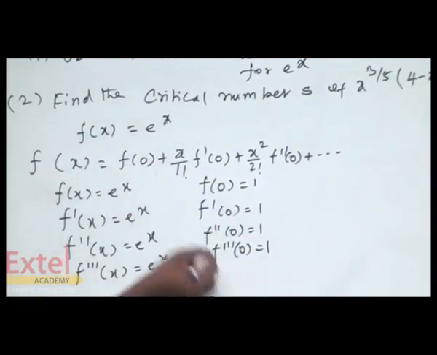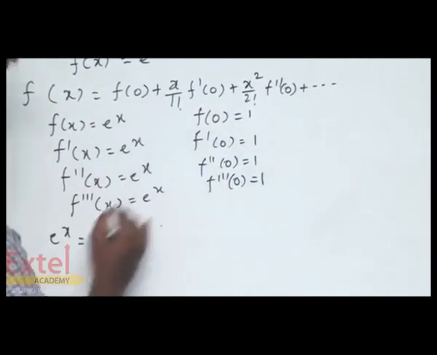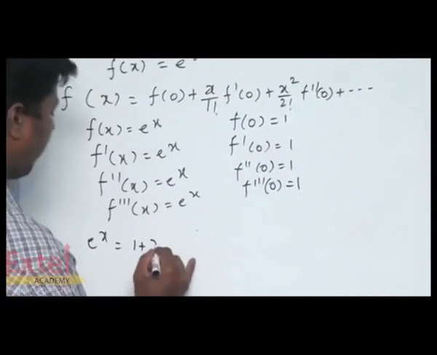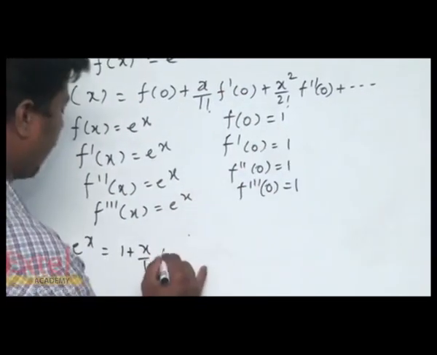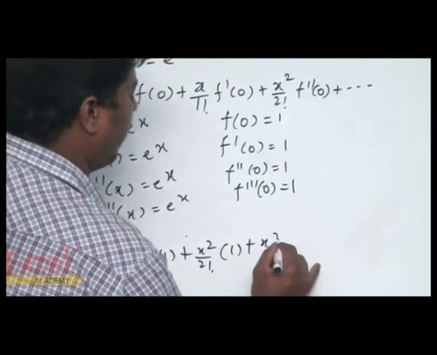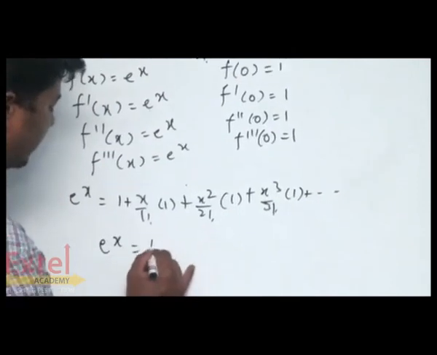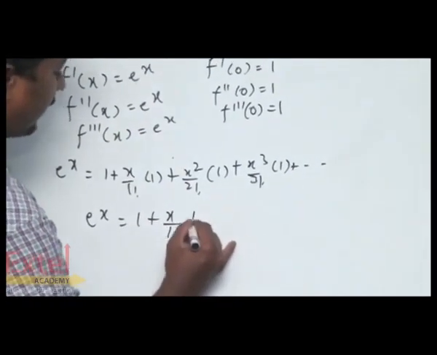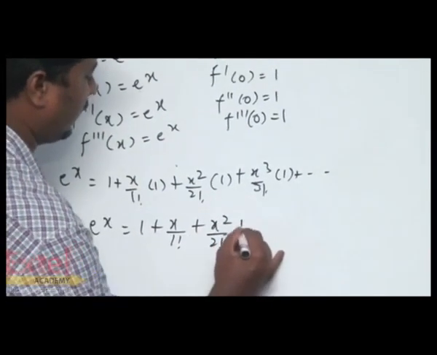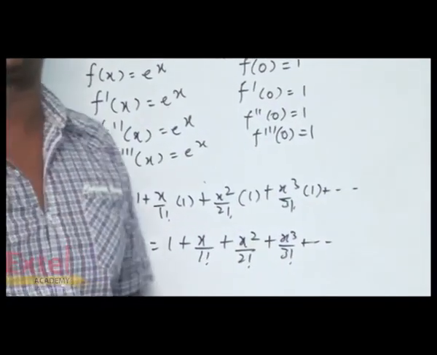Now you apply these values in your series. Your f of x, that is e power x, is equal to f of 0 which is 1, plus x by 1 factorial, f dash of 0 is also 1, plus x square by 2 factorial times 1, x cube by 3 factorial times 1, and so on. Therefore I can say e power x is equal to 1 plus x by 1 factorial plus x square by 2 factorial plus x cube by 3 factorial and so on. This is all about the Maclaurin series.